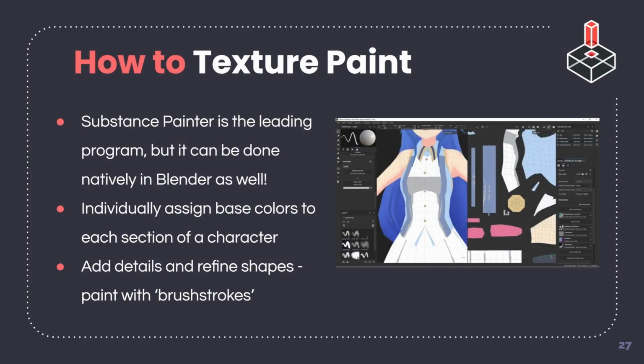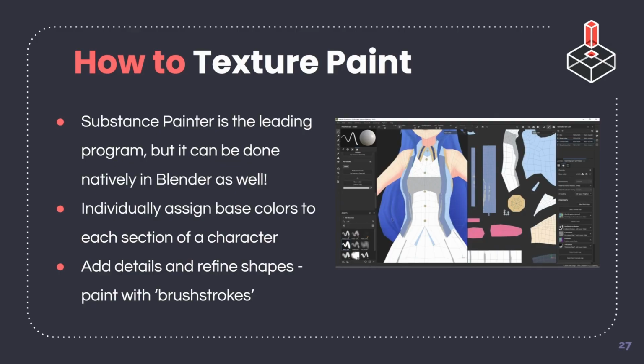So, we're super into texture paint, love it. How do we do it? Substance Painter is the leading program, but it can be done natively in Blender as well. In the image on the right, you can see an example of a character who has been texture painted. So the UV map was created and divided up, and now the person who created this character is going through and painting each section of the UV map to reflect the dimensionality that they want to portray in it. So in Substance Painter, this works really well because you can actually paint on the 3D object itself, and you can paint on the UV map if you want to. So whichever one is easier for you as you're working.